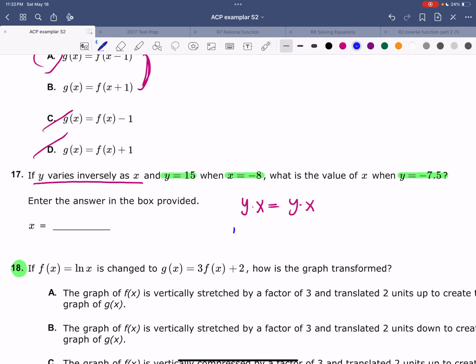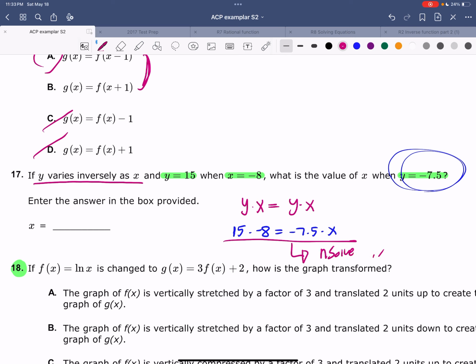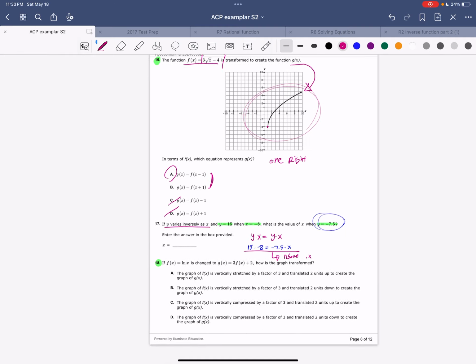So I'm going to plug this one in: 15 times negative 8 equals negative 7.5 times x. Do you see they give you another number like that? So in fact, this one is easier. What you have to do is put this one into the numeric solver. Now, do you see I have an x? So it's going to be just comma x. And you get the answer.